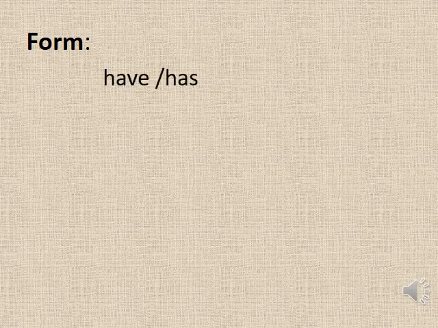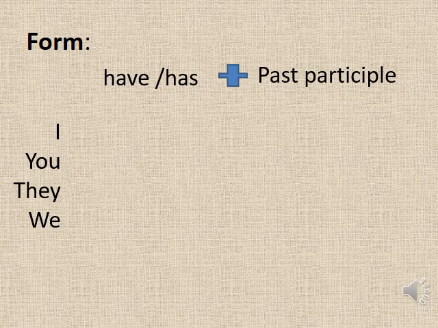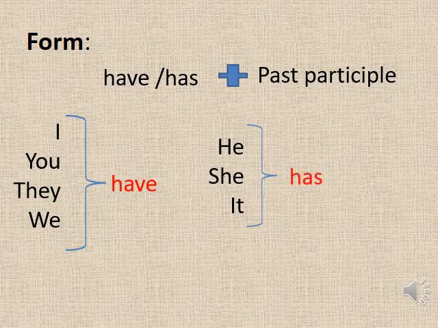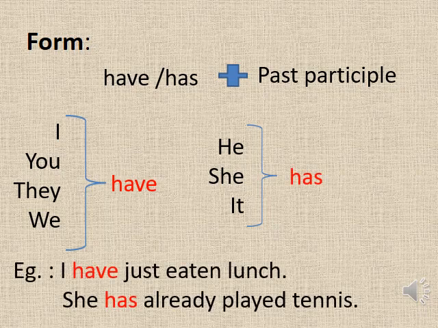How to form the present perfect? Have or has plus past participle. We all know that I, you, they, and we take have; he, she, it take has. For example, I have just eaten lunch. She has already played tennis.